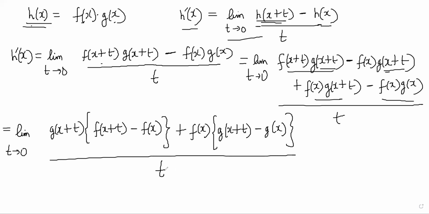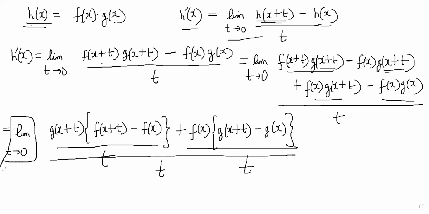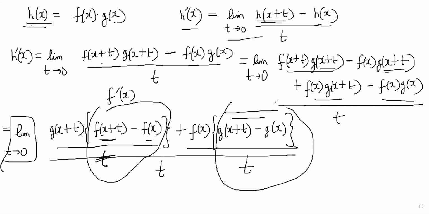Now, why is that useful? Because now this big numerator, I can split it into two separate fractions, no? This by t and this by t, right? And notice that if you do limit t tends to 0, this part is f dash x, no? Think about that, it is the definition of f dash x: limit t tends to 0, f of x plus t minus f of x by t, right? And this part is again g dash x, right?